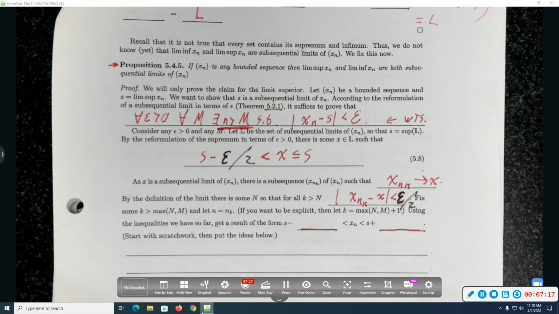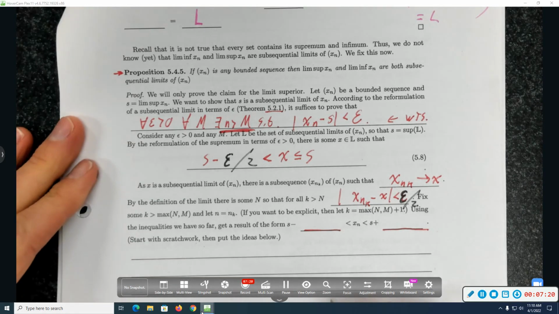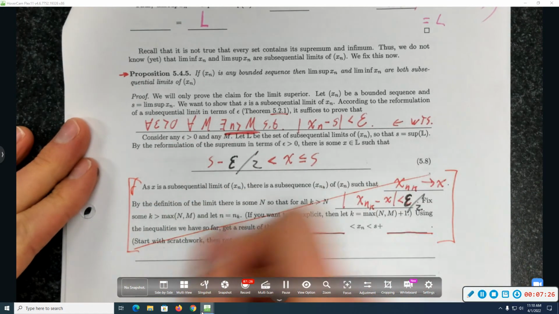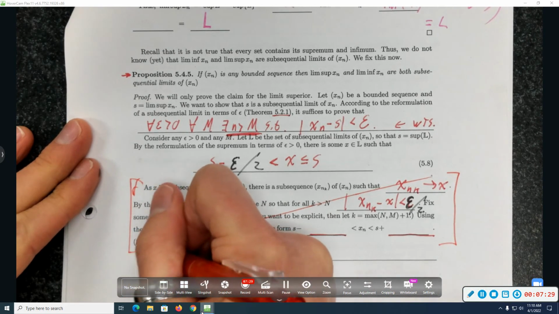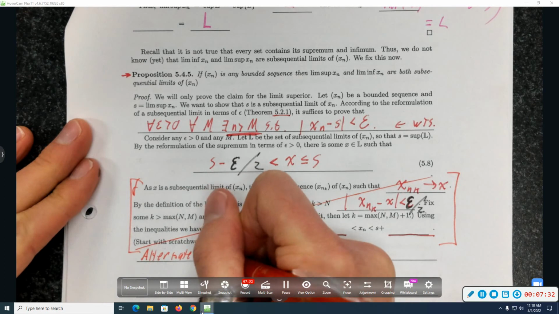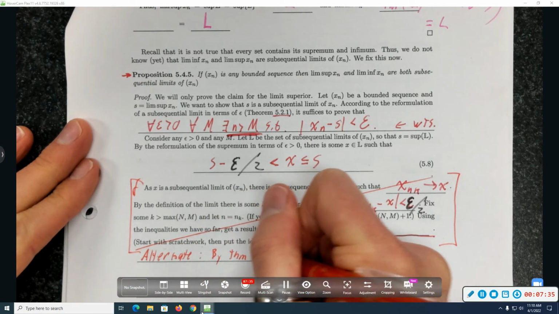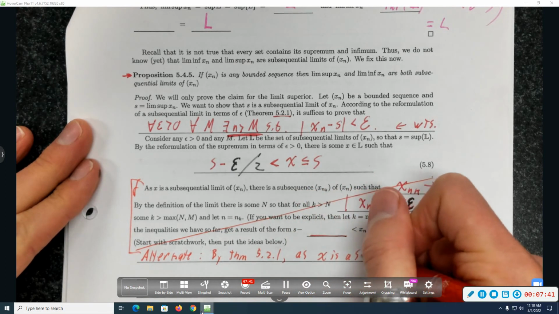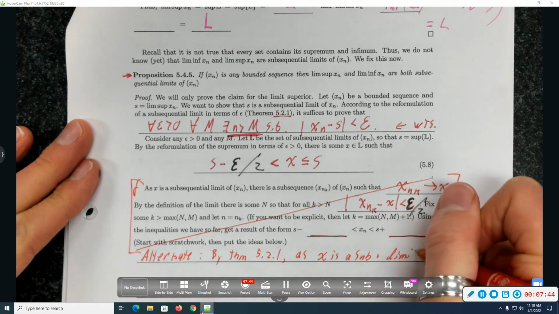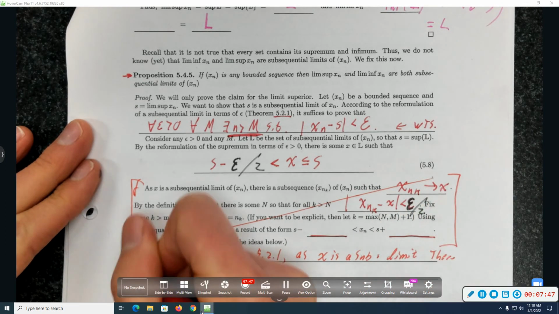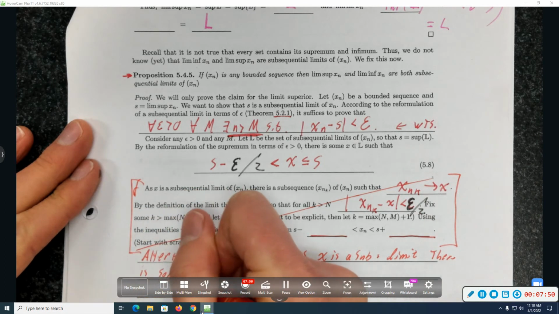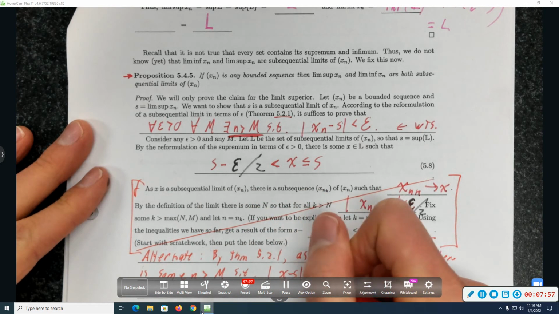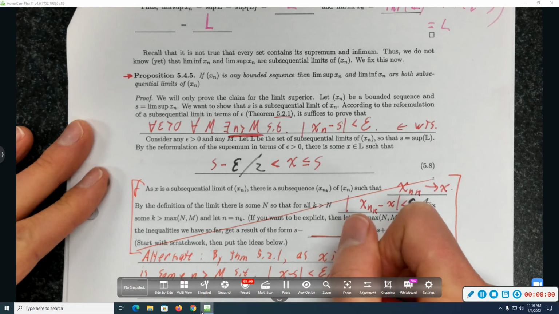All right, so maybe I'll indicate what I'm doing in the notes. If you like, I am skipping this, and instead, by theorem 5.2.1, as x is a subsequential limit, there is some little n bigger than big M such that the absolute value of xn minus x is less than epsilon over 2.